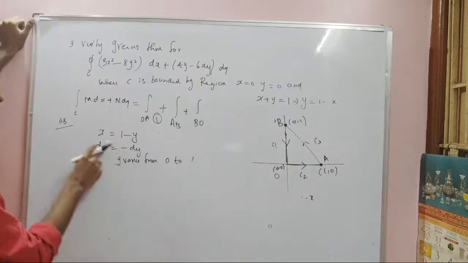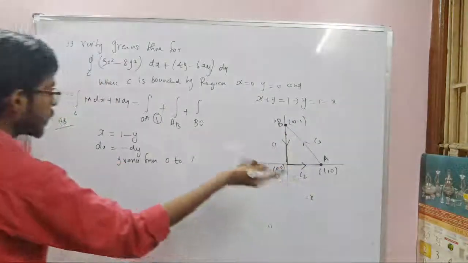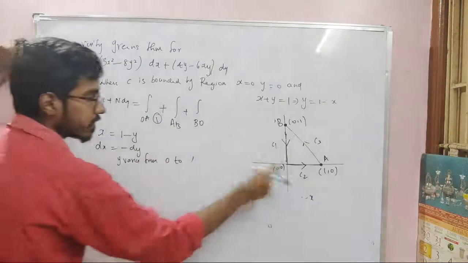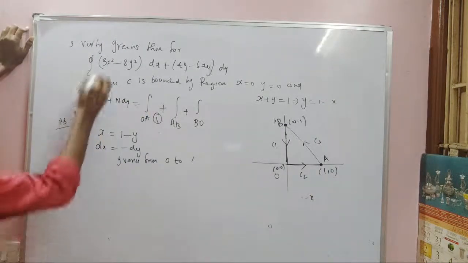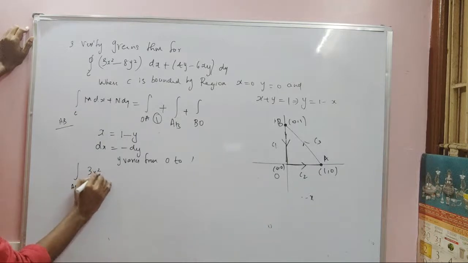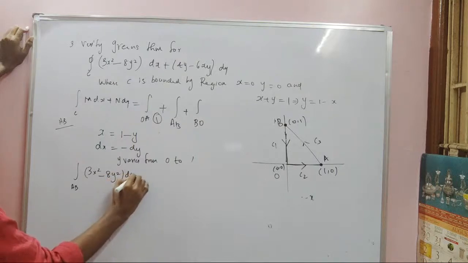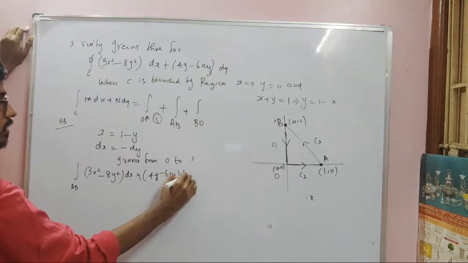You can also take y to be equal to 1 minus x, and dy will be minus dx, and x varies from 1 to 0. You can take any method. So now this will become the integral over AB of 3x square minus 8y square dx plus 4y minus 6xy dy.